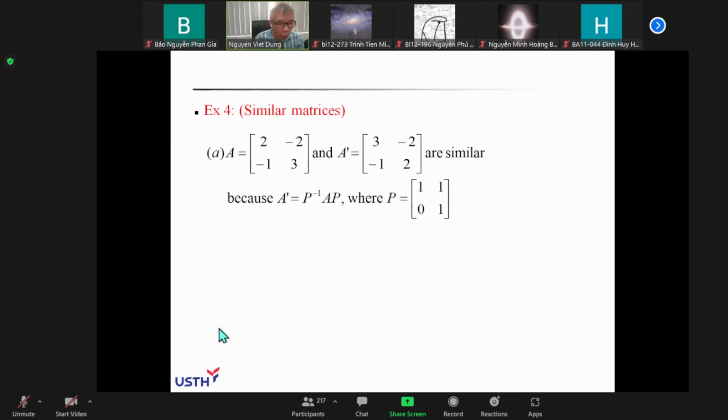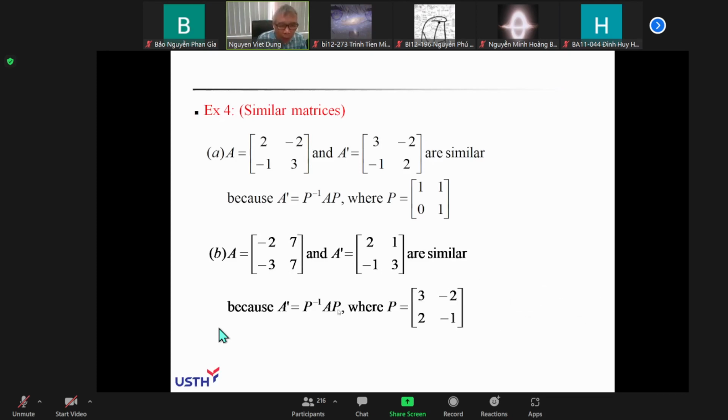Here are examples. A and A prime like that are similar because if you choose P to be that, you can verify A prime equals that one. And the next one, A and A prime here also are similar because if you take P to be that one, you can get the same formula here. So that is an example for similar matrices.